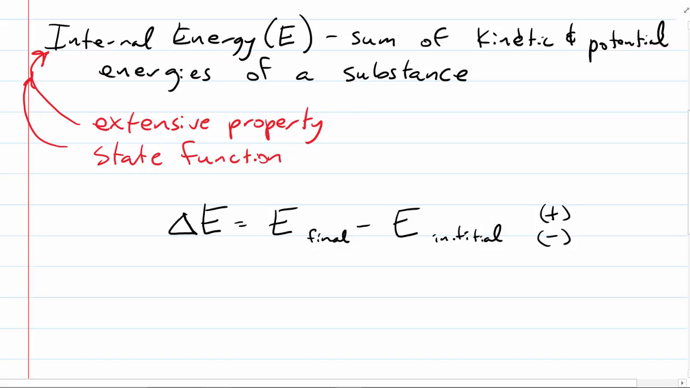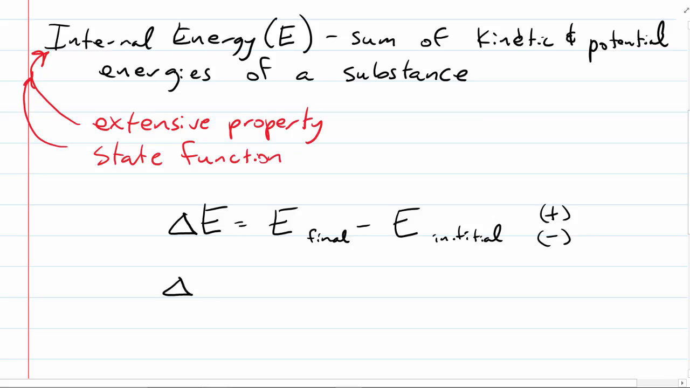Greater means the final energy state is greater than the initial. In other words, it means that the values have increased. And if we see a negative sign for this, that means that the final is less than the initial, and that means that the values would have decreased. So we're going to apply signs to things to help tell us what happens.